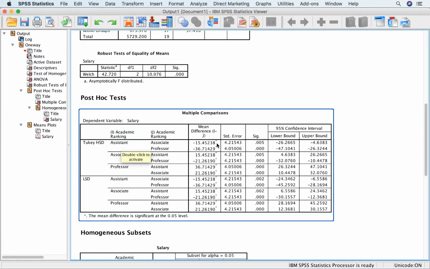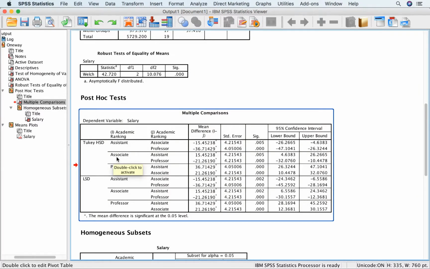What does that mean? It means if you take the mean salary of assistant professor and subtract the mean income of associate professor, you get a negative number, which means associate professor makes more than an assistant professor in this case. And the same thing goes for full professors. It's negative 36, and it's also significant. So professors make much more than assistant professors.